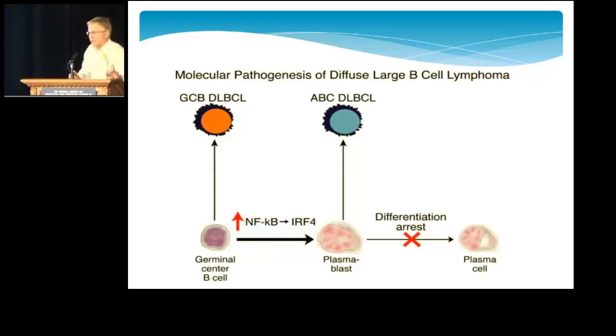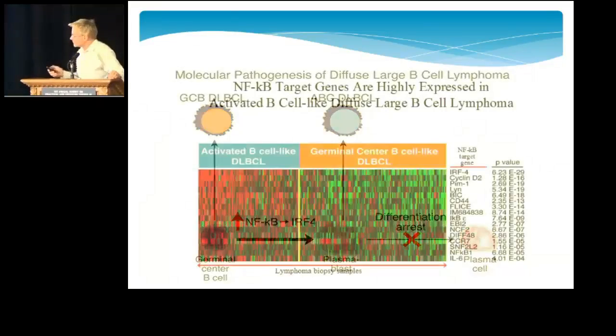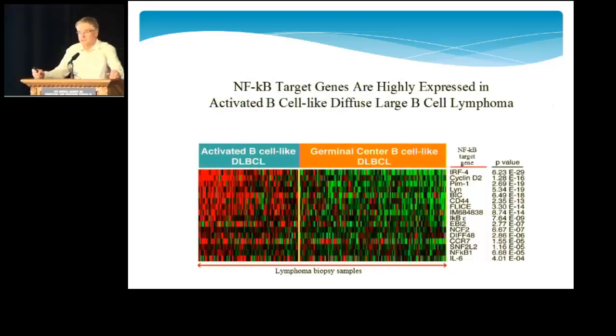And so what is ABC? ABC is a post-germinal center tumor cell that has undergone differentiation arrest between the germinal center and becoming a plasma cell. So one of the critical questions that Lou Staudt's group asked was, what can we say about this from a molecular point of view? And what he showed early on was that a critical series of genes that defined ABC are those associated with the NF-kappa B transcription factor.